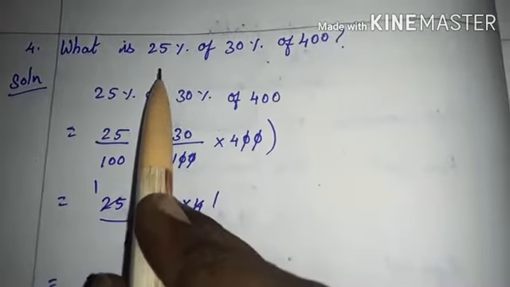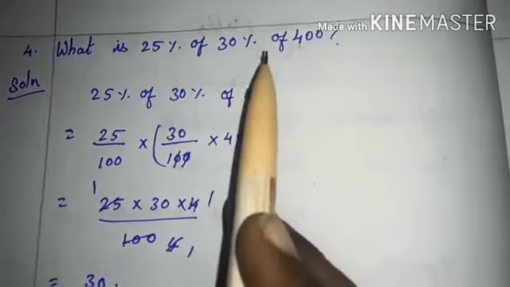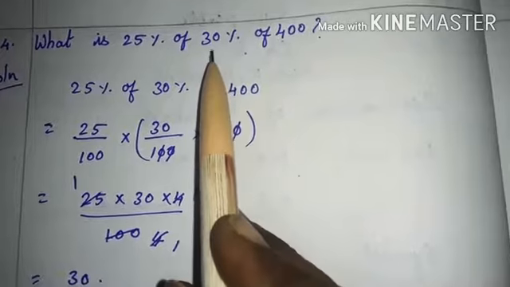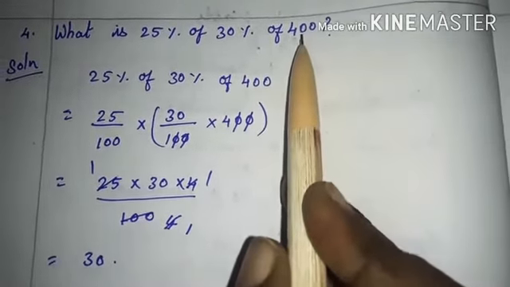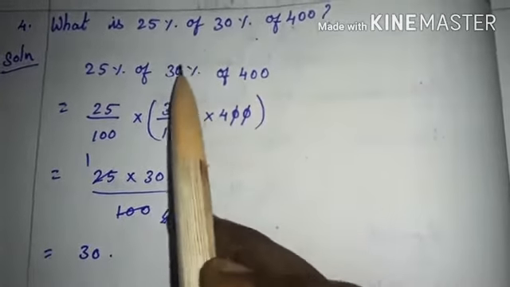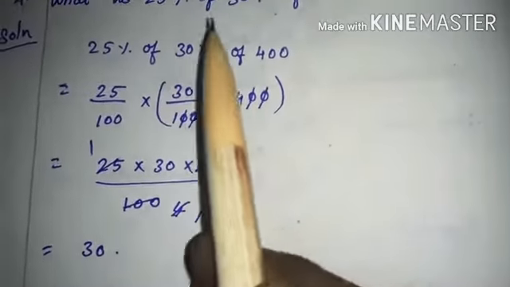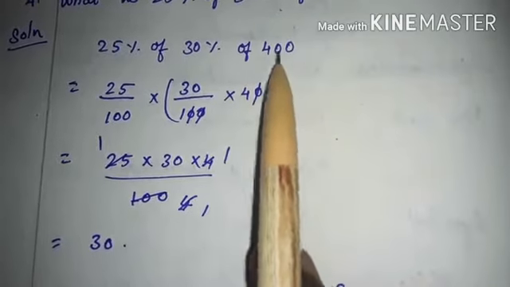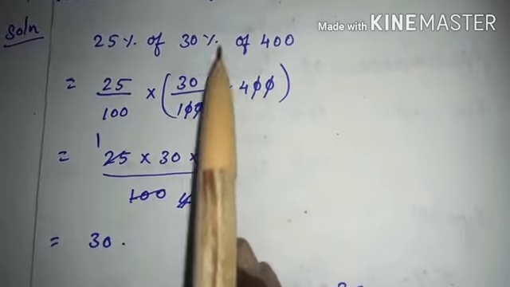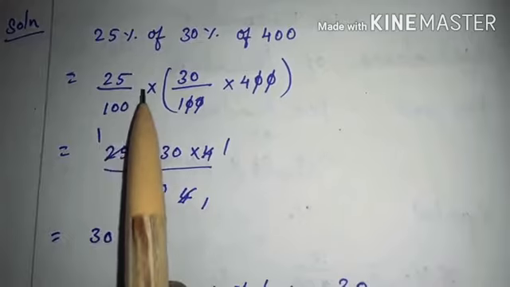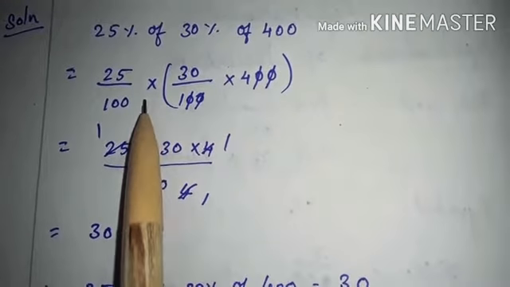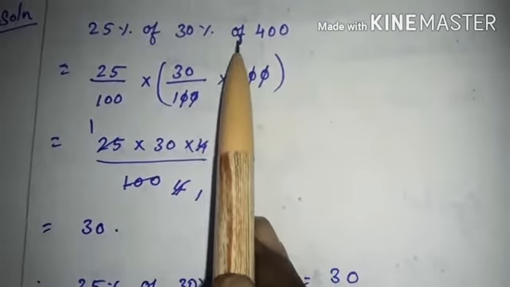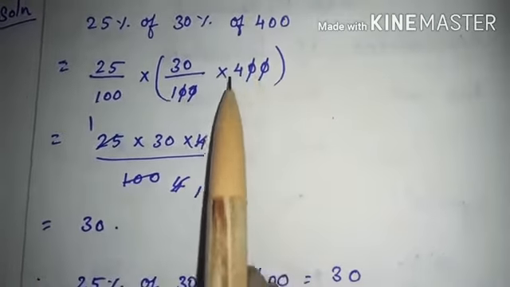What is 25% of 30% of 400? For this sum, first you have to find the value of 30% of 400. With that value, you have to find out the 25% of that number. So we are writing 25% of 30% of 400. It can be written in the form 25 by 100. Instead of 'of', you have to put multiplication. Then 30% can be written as 30 by 100. Again, instead of 'of', you put multiplication, of 400.